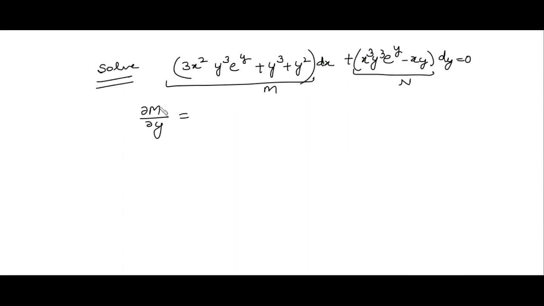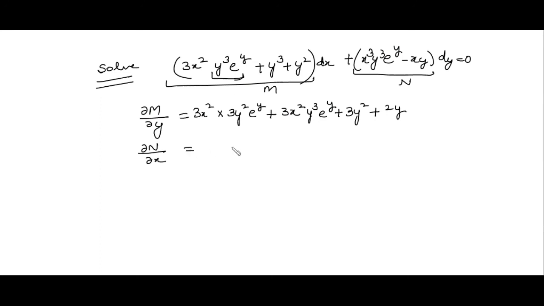So for this we find out curly m upon curly y. So what is the value of curly m upon curly y? We have to treat x to be constant. So these are two y terms, 3x square into 3y square into e to the power y as it is, 3x square y cube e to the power y derivative, plus 3y square plus 2y. This is the partial derivative of m with respect to y. Now find the partial derivative of n with respect to x. So that comes out to be 3x square y cube e to the power y minus y.